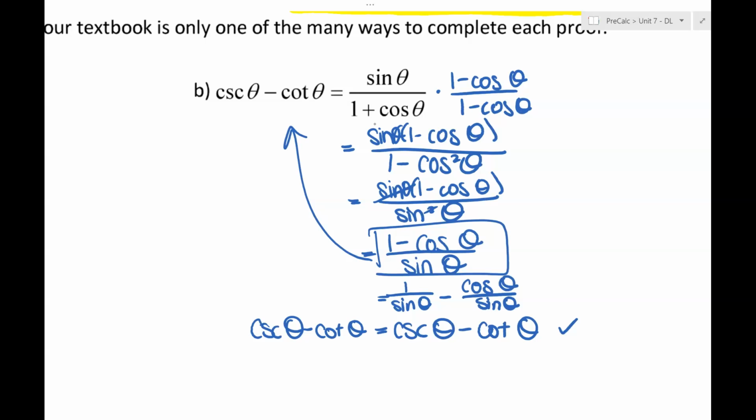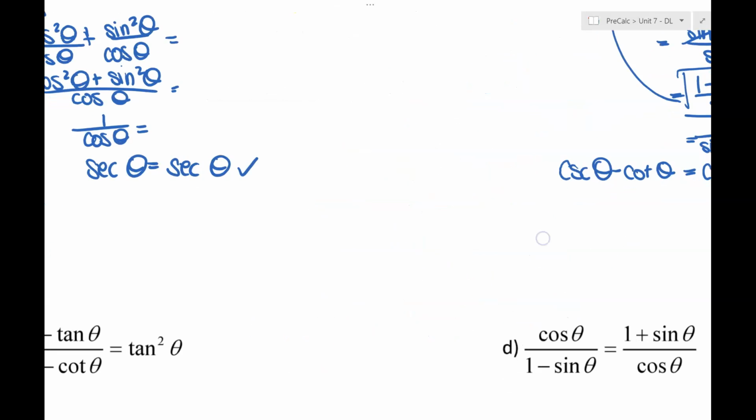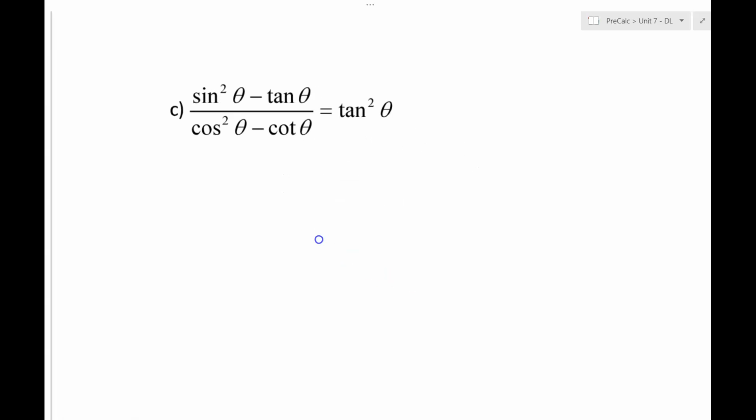So let's do that. Okay, take a look at C. My squeaky chair. I don't know if you guys can hear that.